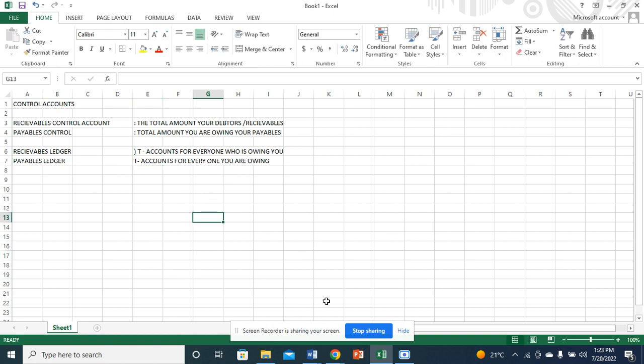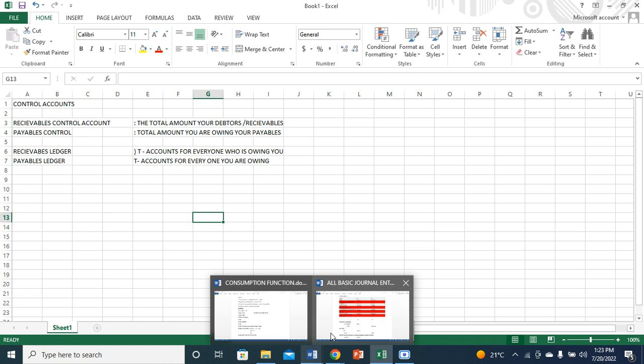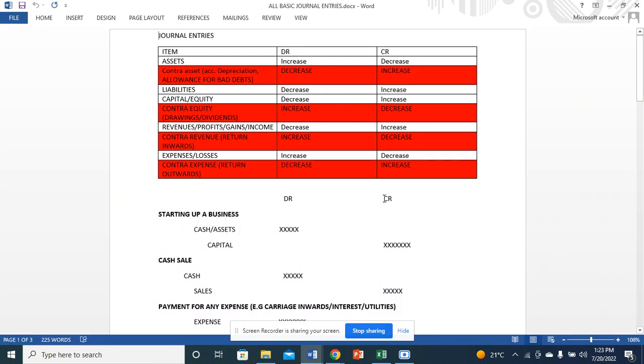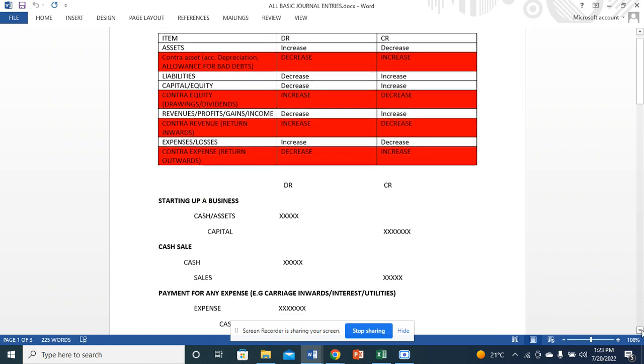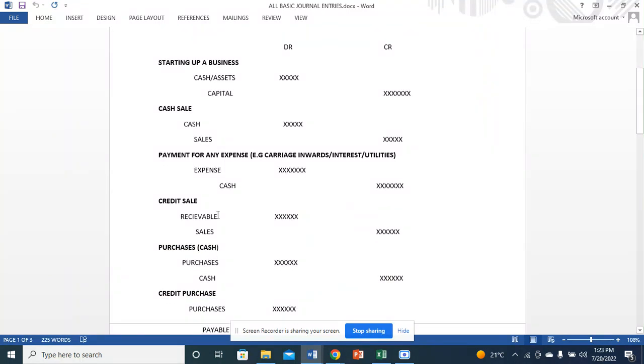So now the journal entries you must be familiar with. All right, let's refer to this document here. I've sent this document to you. So journal entries you must be familiar with. All right, credit sales. Because whenever you sell on credit, you always form a receivable, and remember, a receivable is an asset. So credit sales is one general entry we'll be focusing a lot on.